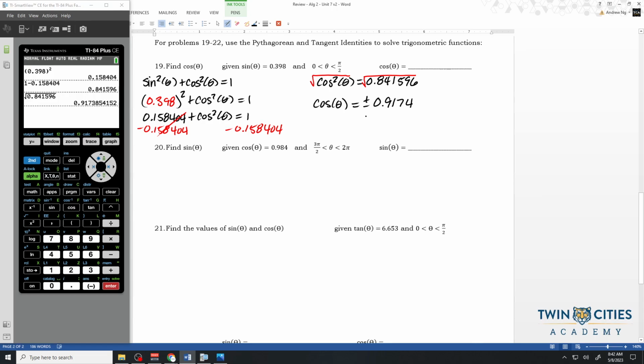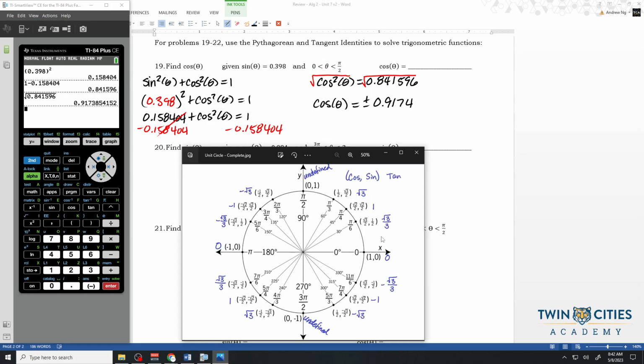Now the problem here is that there are two possible solutions. Cosine of theta could be positive 0.9174, but it could be negative 0.9174. In order to find out whether it should be positive or negative, I'm going to take a look at my restriction. My restriction is 0 is less than theta less than pi over 2. So if I go to my unit circle, 0 is right here, pi over 2 is right here, and I am saying that this angle has to be between these two. 0 is less than theta less than pi over 2.